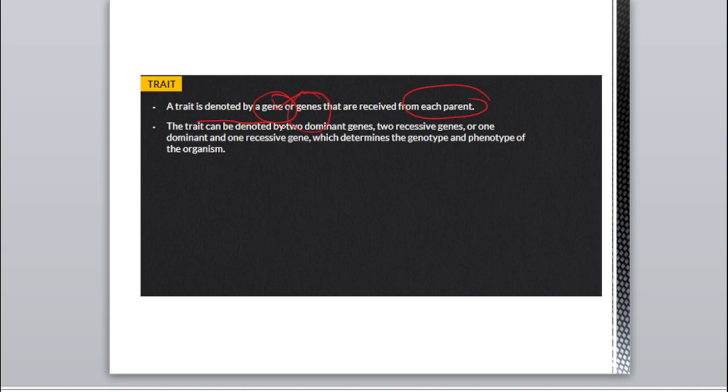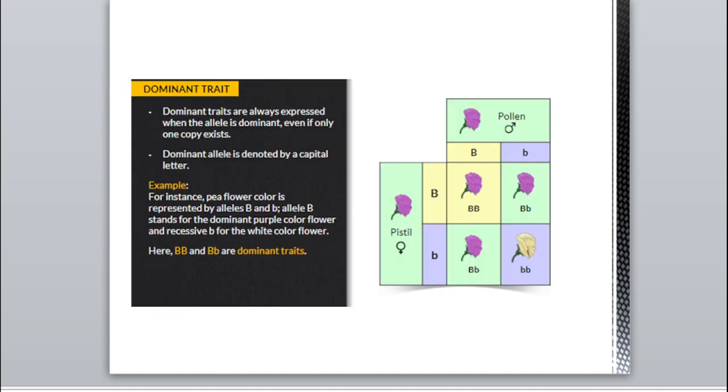So a trait can be denoted by two dominant genes. To denote it, we use genes, and they can be dominant or recessive. Both the genes can be dominant, there can be a case where both of them are recessive, and it can be that one is dominant and the other gene is recessive, which determine the genotype and phenotype of an organism. Let's understand it with the help of an example. It will be very easy to understand using this example.